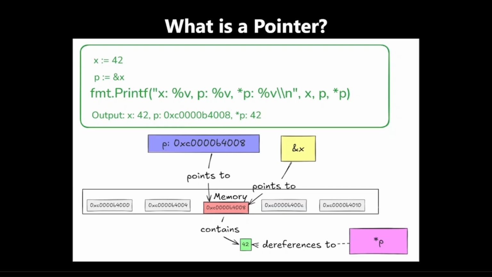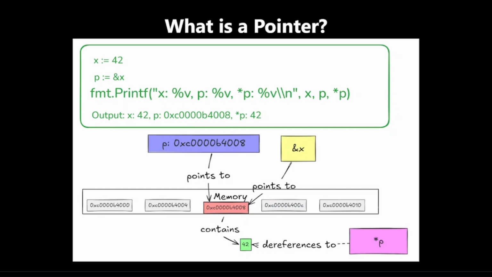Today, we are going to delve deep into one of the most fundamental and powerful concepts in Go programming, pointers. What is a pointer? Let's break down this diagram to understand what a pointer is and how it works. First, look at the large rectangle labeled memory. This represents a section of your computer's memory, with different memory addresses shown inside.